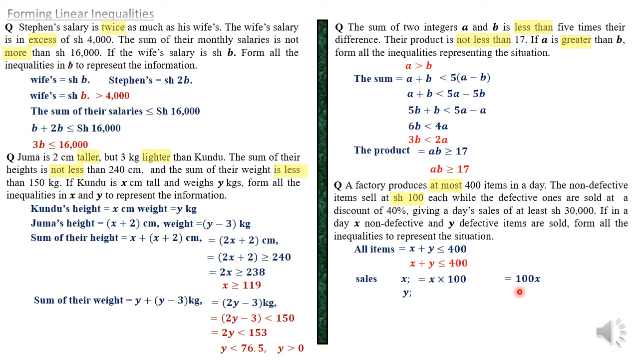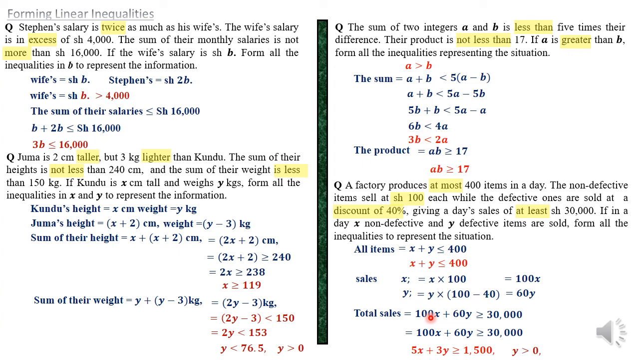Again, the income generated by selling the defective ones is going to be y times the value of selling one, which is 100 minus 40, which is 60, and therefore it's 60y. We can also say total sales will be 100x plus 60y. 100 is the value of one item sold, and x is the number of non-defective items sold. 60 is the value of one defective item, and the number of them is y.